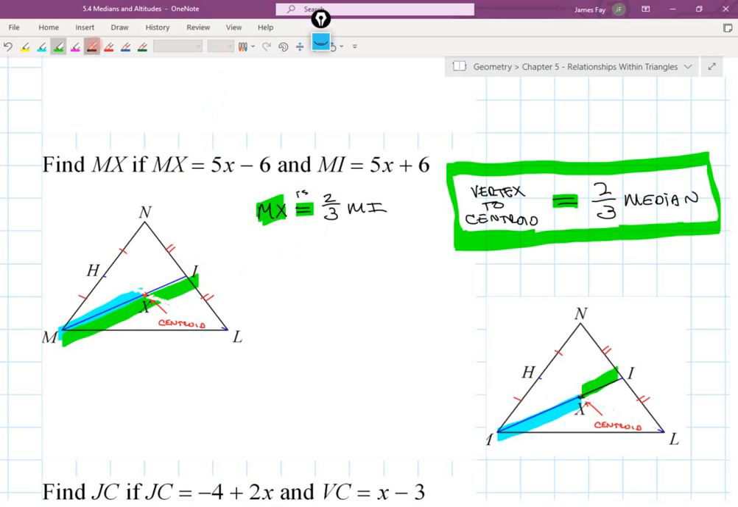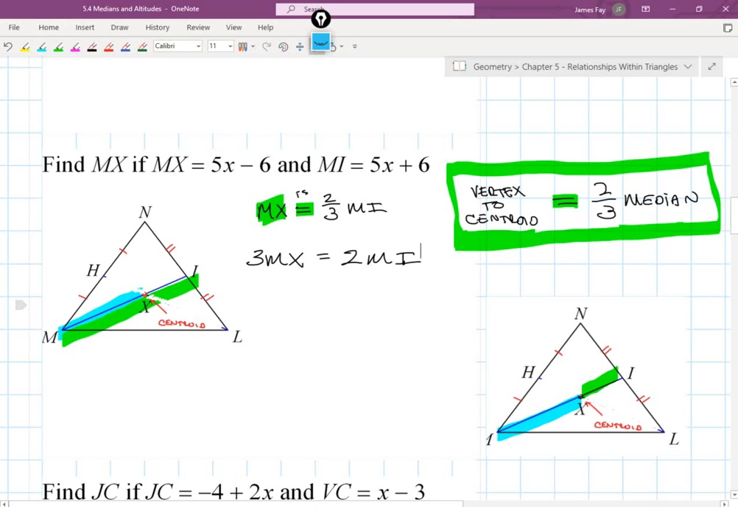Now, the next step you can do whenever you want. I think it makes sense to do it now. I'm going to get rid of fractions, because that is the equation we're going to use, and we have to substitute MX and MI that are provided up in the directions. What would I need to multiply everything by to get rid of fractions? 3. If I multiply everything by 3, I get 3 MX's, and I get 2 MI's.